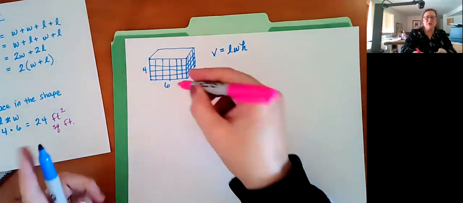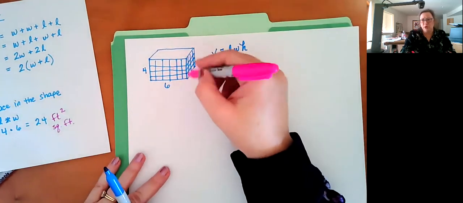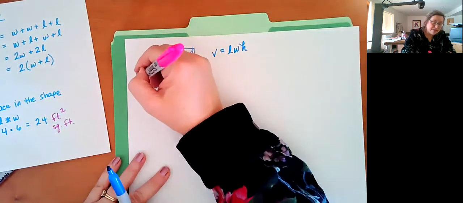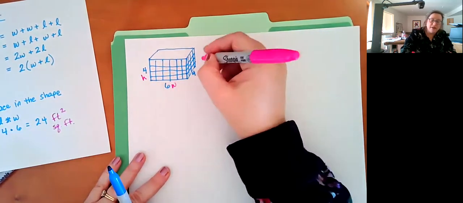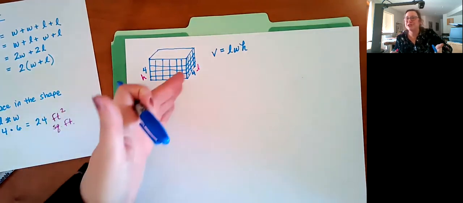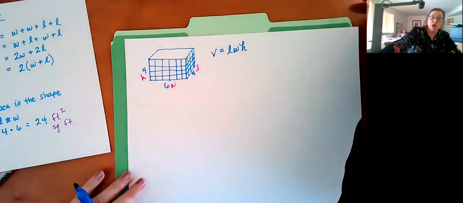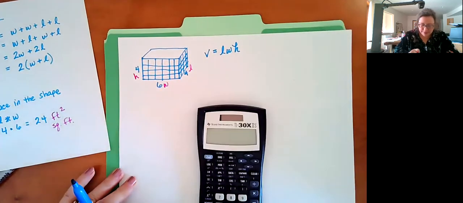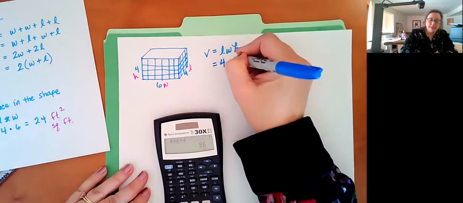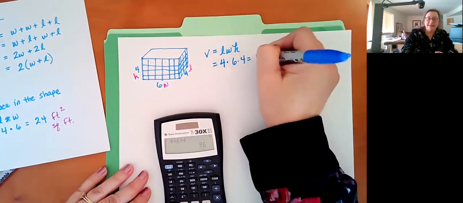It doesn't really matter which one you call length, which one you call width, and which one you call height. But just for fun, I'm going to say that this is our height, this is our width, and this is our length. You might want to label them differently. It doesn't matter. You're just going to take those 3 numbers and multiply them together. So if I get out my handy dandy calculator, I get 4 times 6 times 4, which is 96.